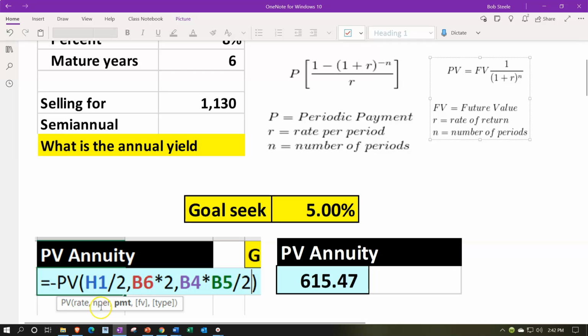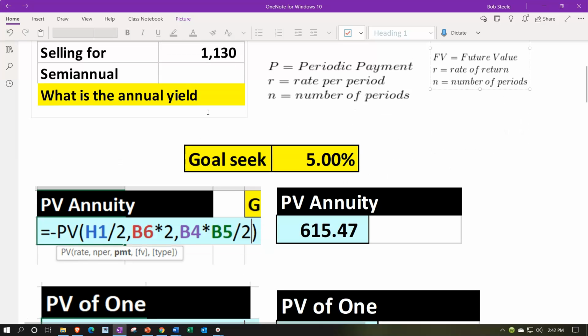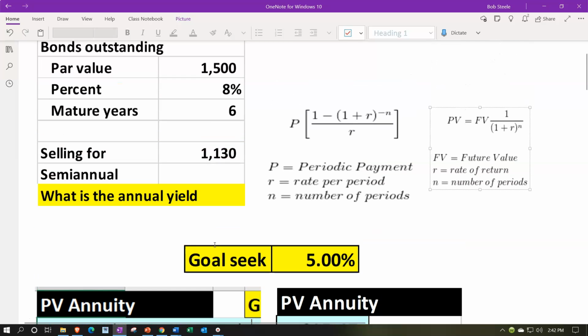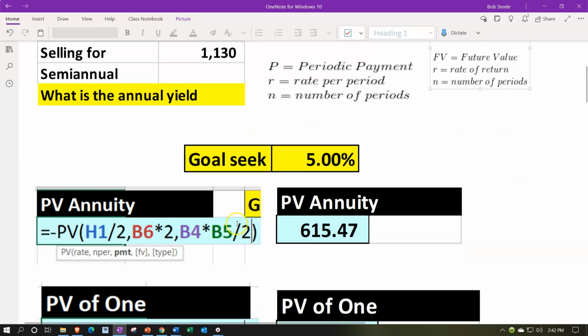So then comma, we have the number of periods, which, you could see, is something times 2, which is that 6, which would be annual, times 2, and then comma. And then we have the payment, which is this item here, which is multiplied together because we're taking the 1,500 times the rate on the bond, which would be the 8%, but that would be the yearly rate, then divided by 2. So putting all that together, we get the 615.47.